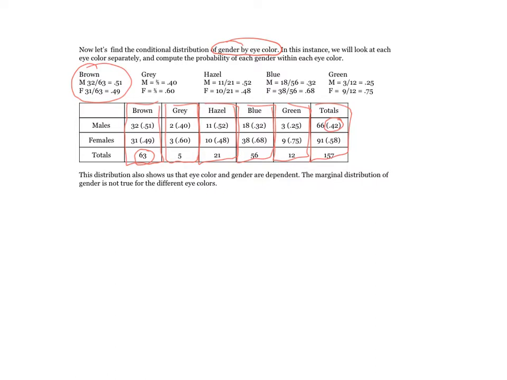You don't need to make both conditional distributions for a table. We usually just pick one and compute it. And I think in this case, it was more interesting to see the male makeup of eye color and the female makeup of eye color in the previous slide. So doing the eye color by gender, I think, was more interesting.